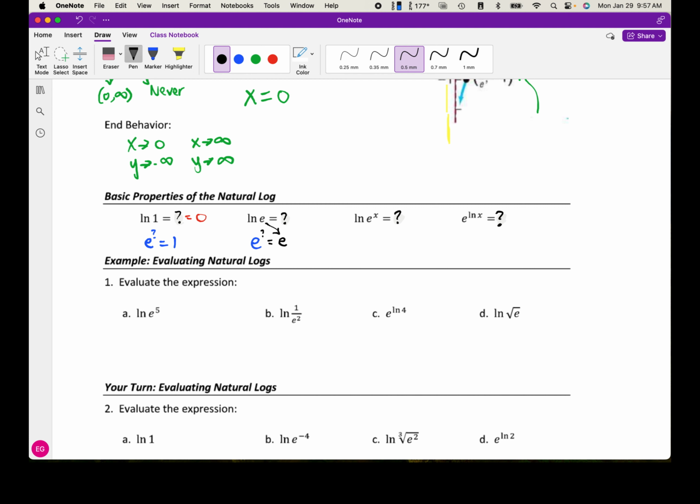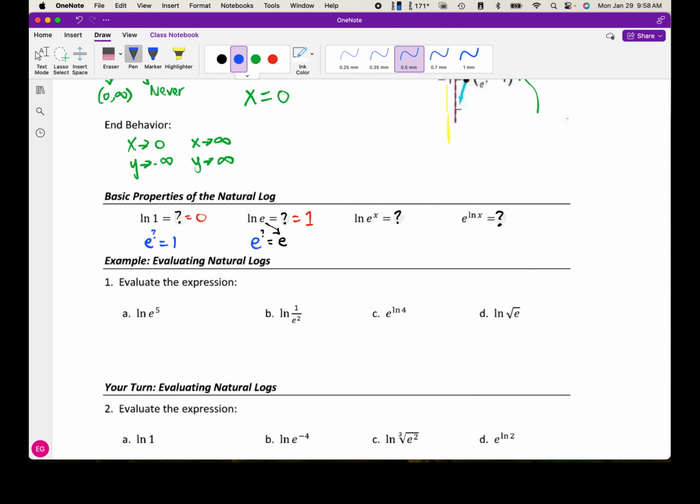So we have e to what power equals e? Well, that power has to be 1, because e to the first will equal e. So anytime that we have a log of the same base, so we have log base b of b, it always equals 1. Same exact idea is going to happen here.